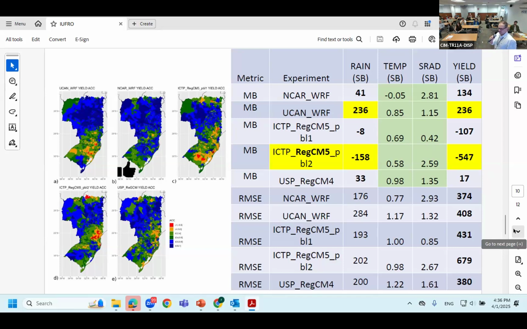And the opposite is not true. When the model overestimates the precipitation, then the impact is not so big, because usually crop models are not so sensitive to a lot of rainfall. It's more sensitive to the lack of rainfall.